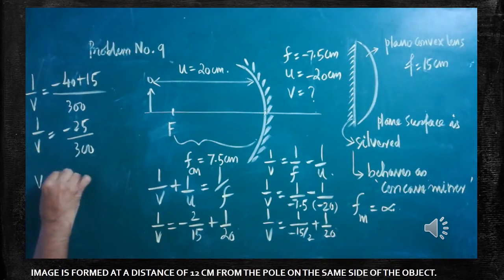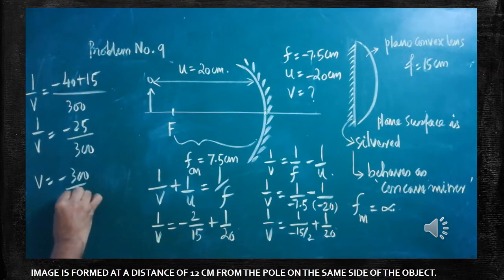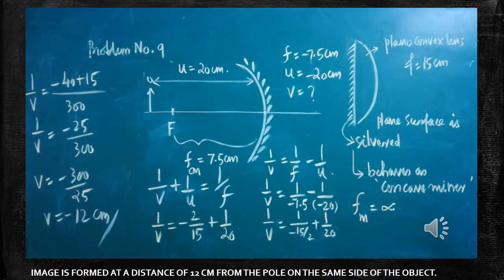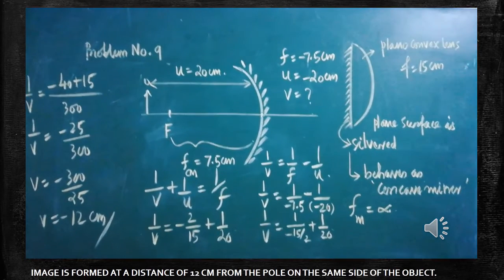So v is equal to minus 300 divided by 25, which is equal to 12. v is equal to minus 12 centimeter. This is called the image distance. Don't forget, very easy problem.